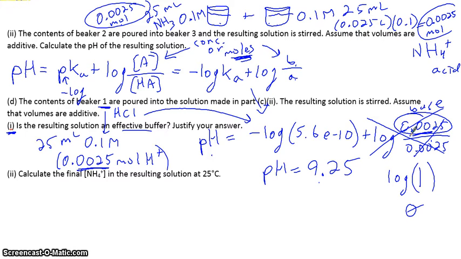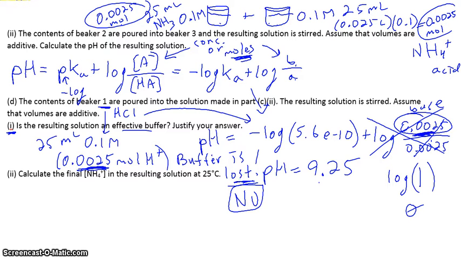So the buffer is over. The buffer is lost. And you would explain that because the same amount of acid was neutralized by all the base of the buffer, the buffer is lost. And the best answer would be no, because it can no longer buffer. The buffer ability is lost.